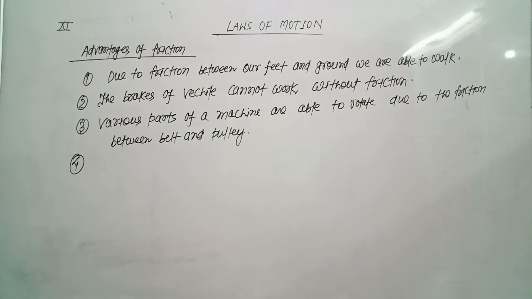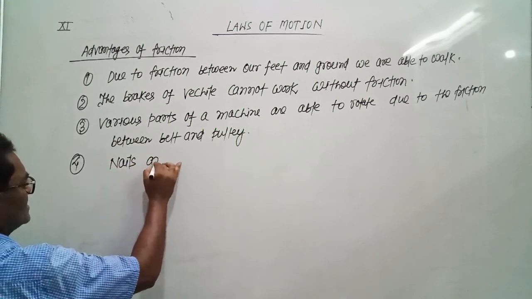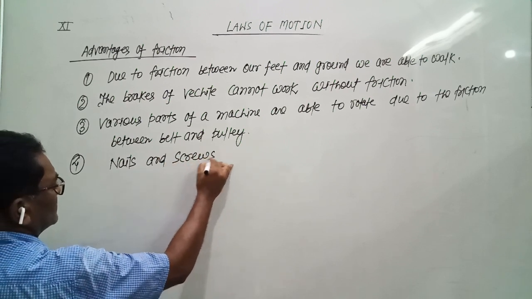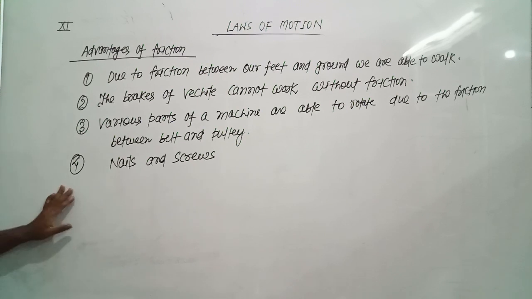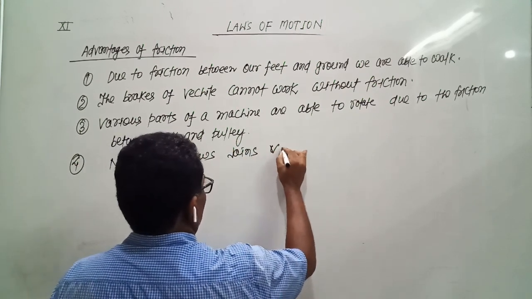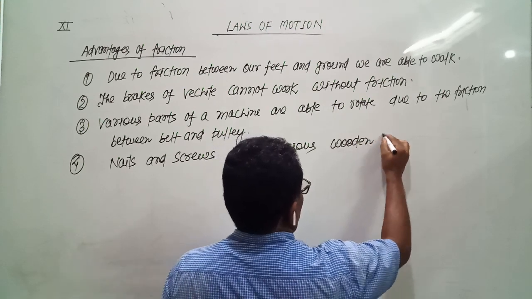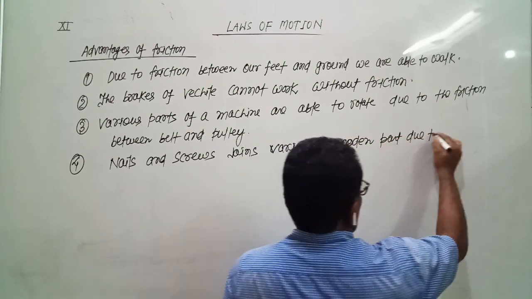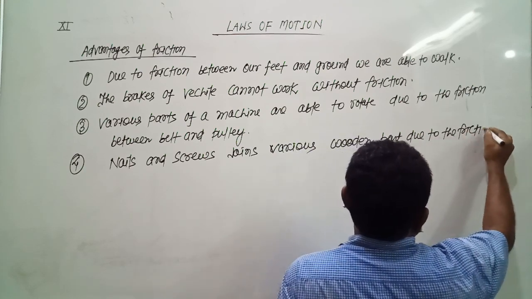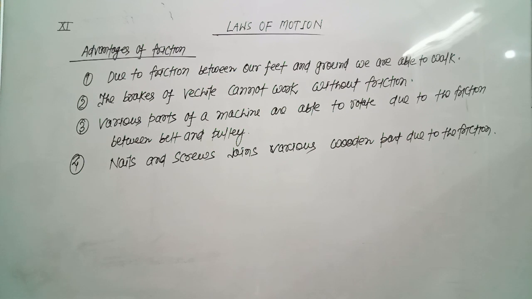Fourth is nails and screws. Nails and screws join various wooden parts due to the friction.